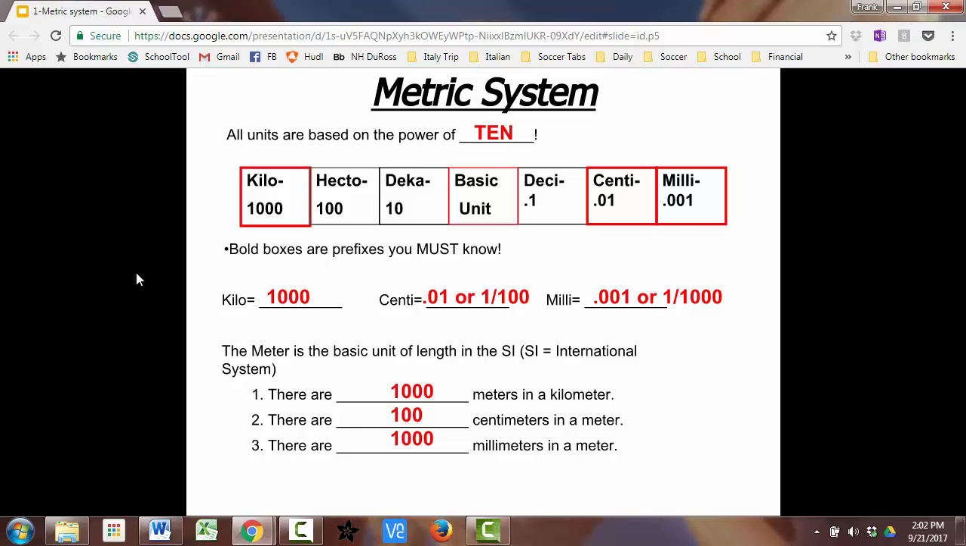What if I want to go base unit to centi? What do I do to the decimal point? Arpan? To the right, 2 places. How about the base unit to milli?